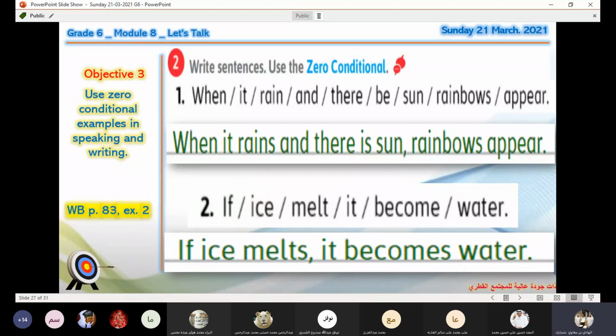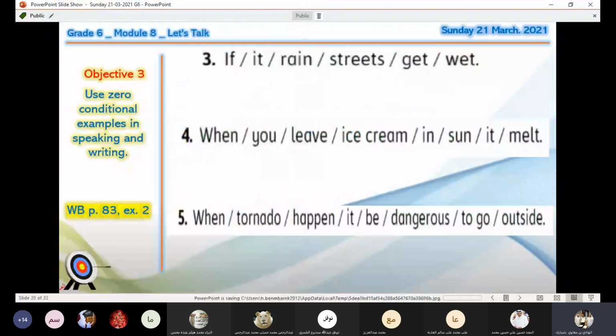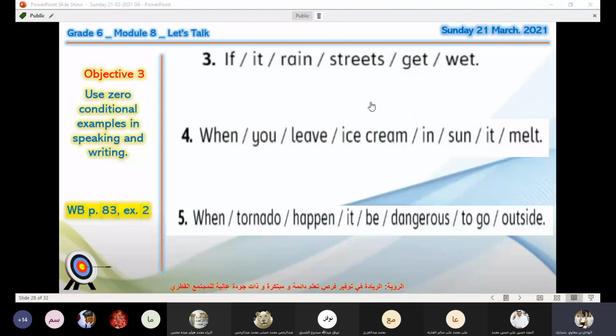Thank you, Muhammad Abdul Aziz. Jazakallah khairan. So if ice melts, it becomes water. Yeah, who can do number 3? Who can do number 3, please?